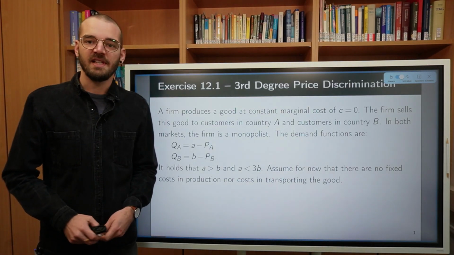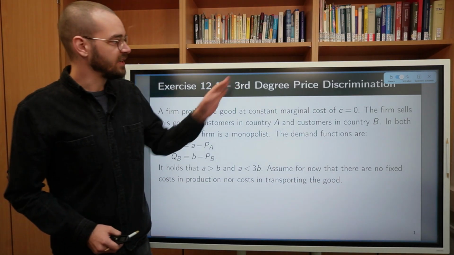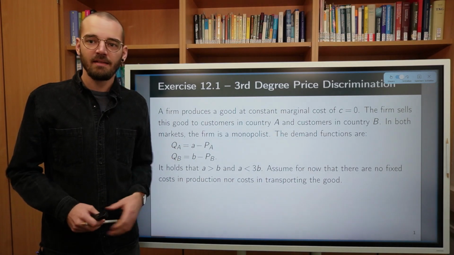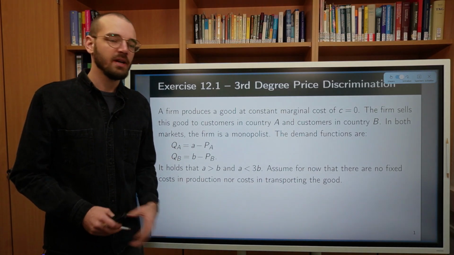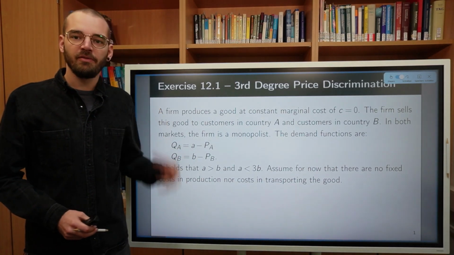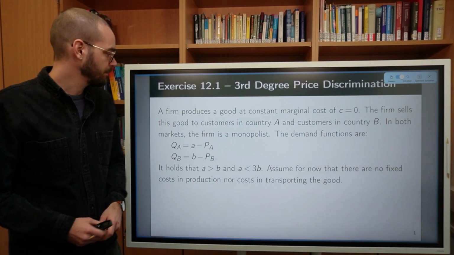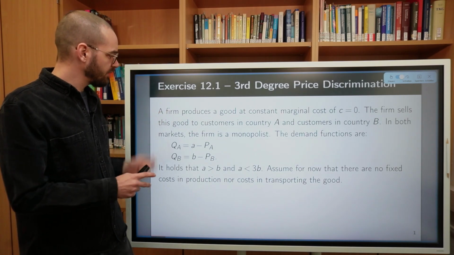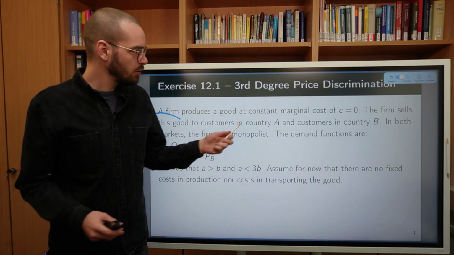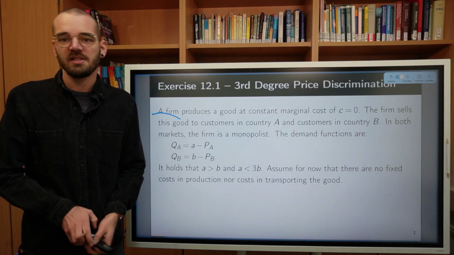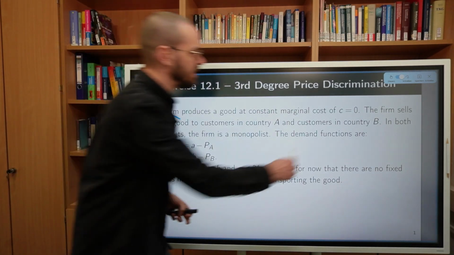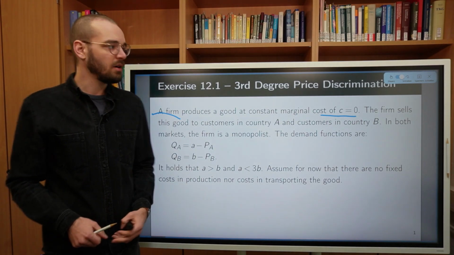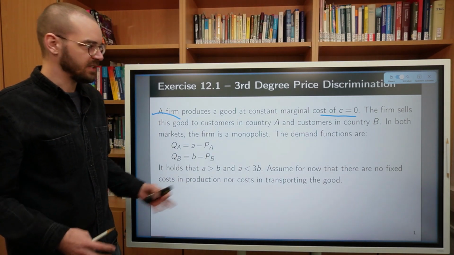The topic of this exercise is third-degree price discrimination. And in order to understand third-degree price discrimination, we are asked to consider the following model situation. In this model situation, we assume that there is one firm which produces a good at constant marginal costs, and for the sake of simplicity, let's just set these constant marginal costs equal to 0 in this particular case.